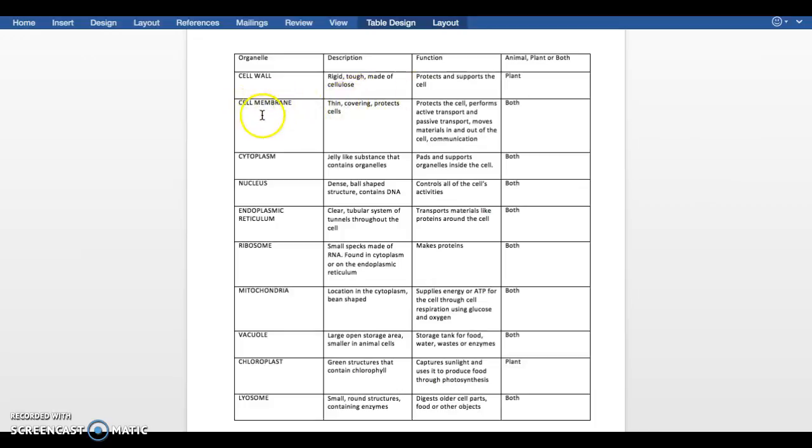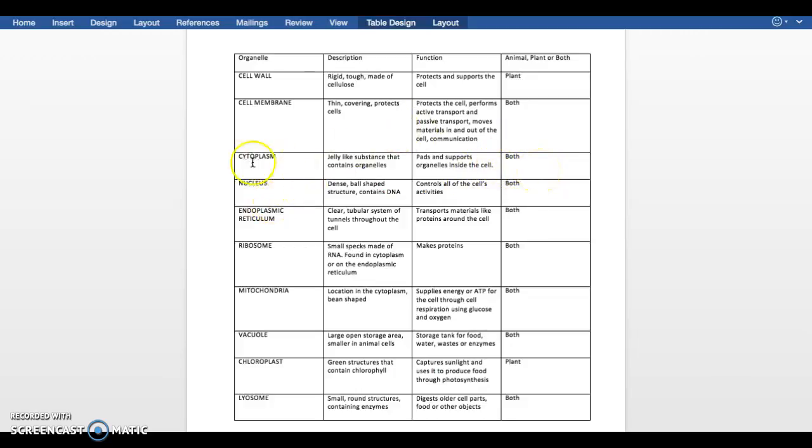The next is the cell membrane. It's thin, it protects cells, and performs active transport and passive transport. So this moves the materials in and out, and it also serves as communication. The cell membrane is like the cell wall for the animal cell. The plant cell has a cell membrane as well, but it's like the surrounding of it. The cytoplasm is like the inside, the jelly-like substance that holds all of the organelles. It supports all the organelles inside the cell, and it's in both an animal and plant.